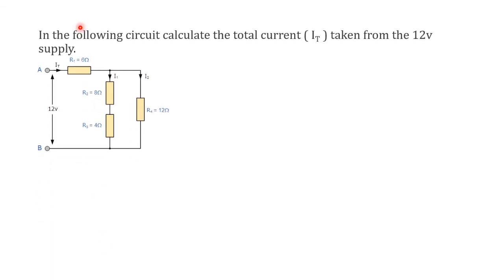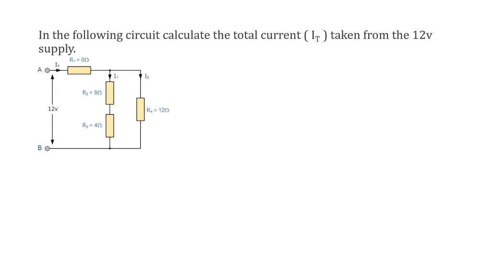So here is the basic question. In the following circuit, calculate the total current IT taken from the 12 volt supply. Here the 12 volt supply is connected in between point A and point B. So here is point A and here is point B. In between these two points we have connected the 12 volt supply, and the resistors are connected in series and parallel form. So the initial step we need to do is find the equivalent resistance for this entire network.